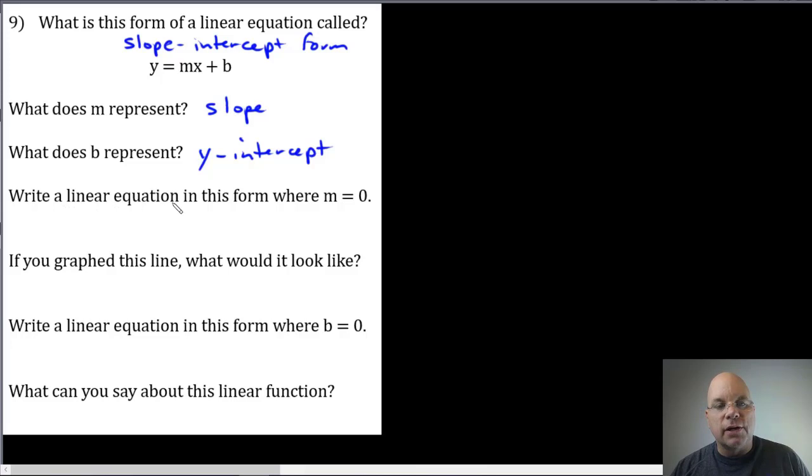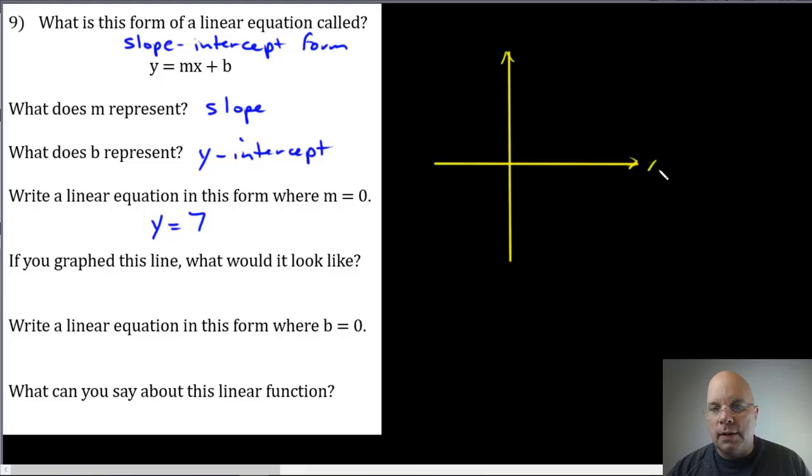It's asking us now to write a linear equation in this form where m is equal to 0. So if m equals 0, then that will also result in no variable term. So y will just equal some constant term like y equals 7. If I graph that line, let's take a look at that. If I have my coordinate plane, x-axis, y-axis, if I graph the line y equals 7, it's going to look something like this at the point 7.